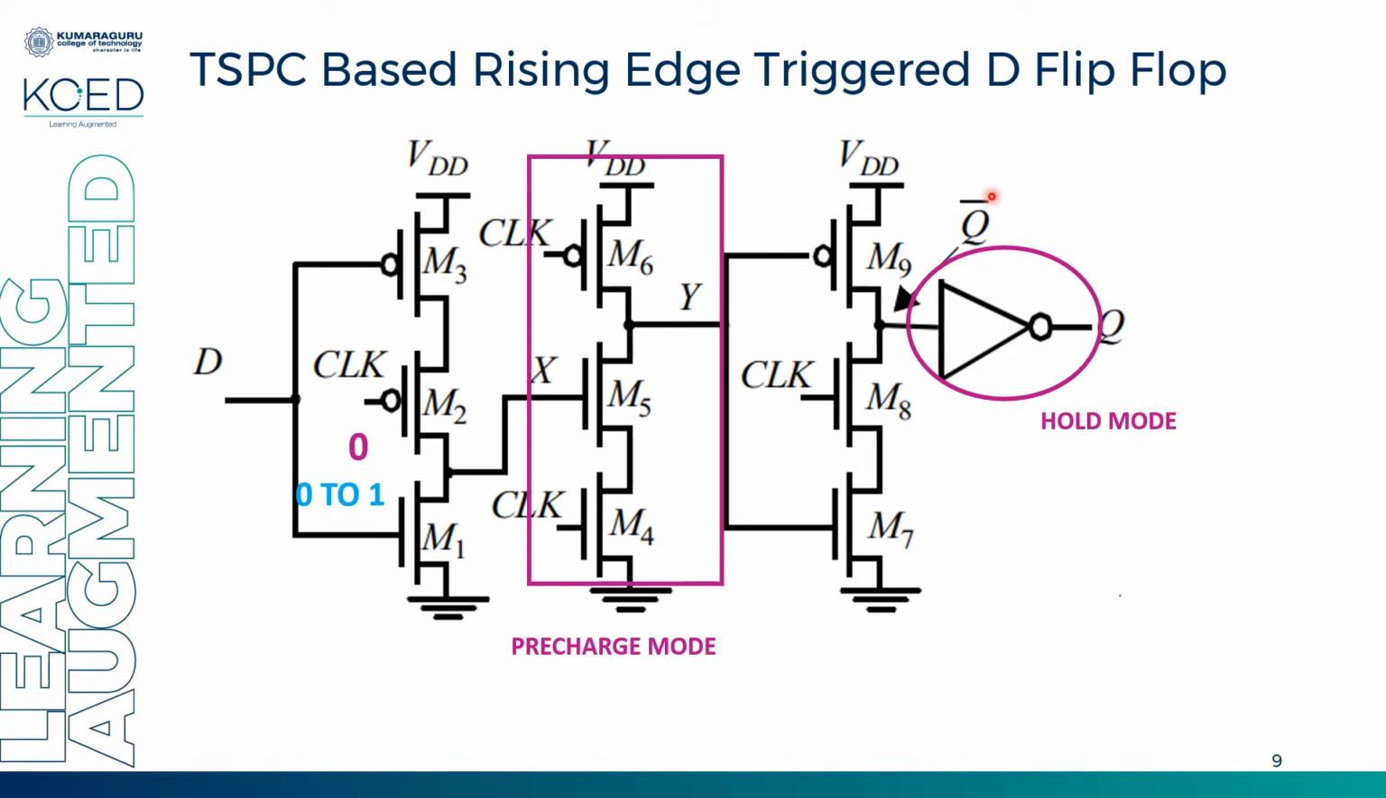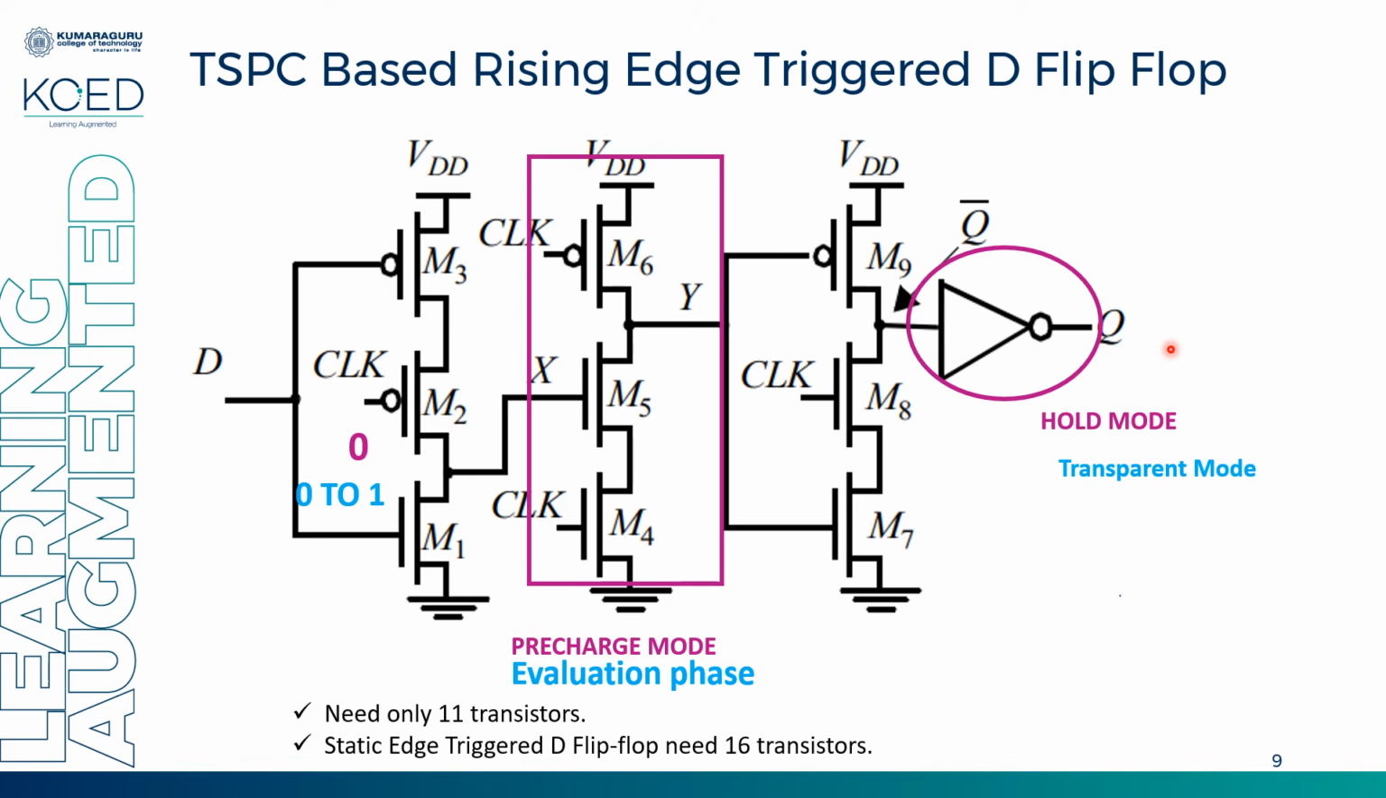When the clock is moving from 0 to 1, rising edge triggered, at the rising edge this will go into the evaluation phase. The inputs will be evaluated and the final inverter will be in transparent mode. So when the clock moves from 0 to 1, your input value D will be obtained as Q here. The detailed explanation I have given in the next slide in the form of theory, you can go through.